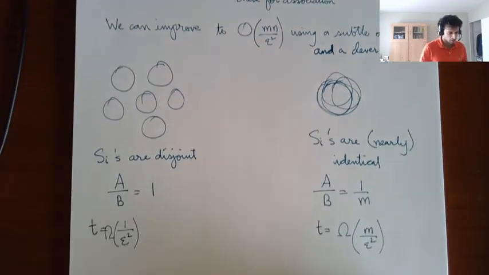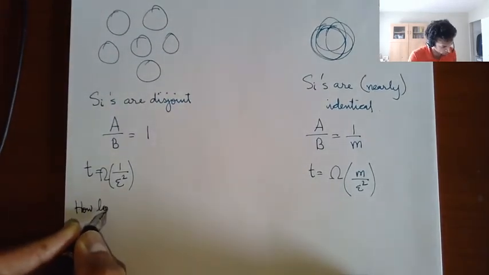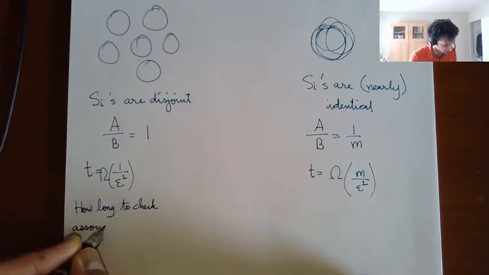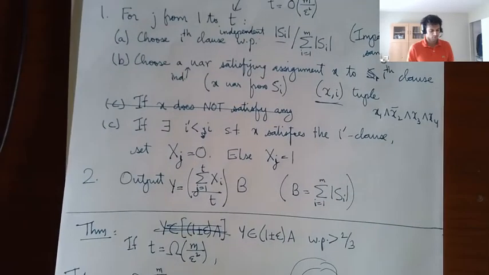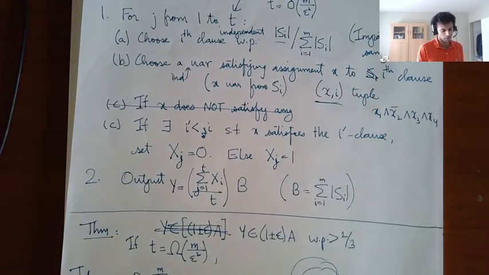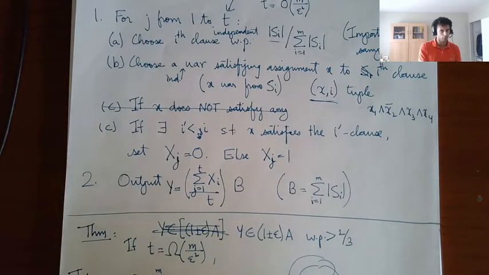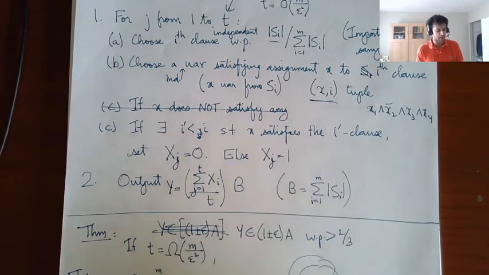Now let's go back to the situation and ask how long it takes to check for association here. Let's imagine, as a thought experiment, that instead of going over the I primes in order, we went over them randomly. Observe that if you find an I prime so that x satisfies the I prime clause, you can immediately end. You don't need to look at all the clauses. Does that make sense?